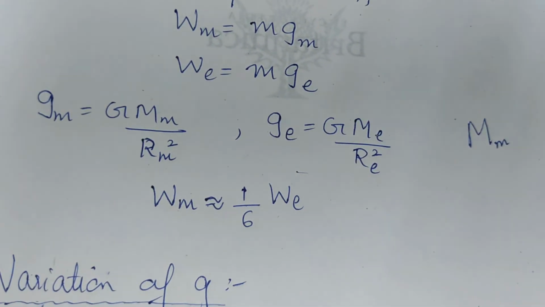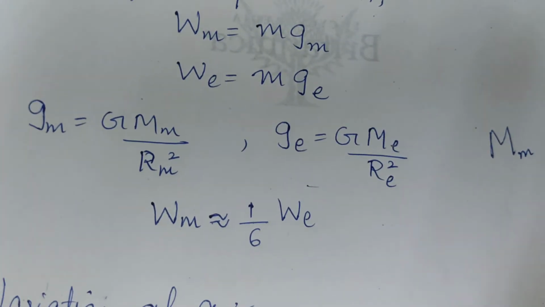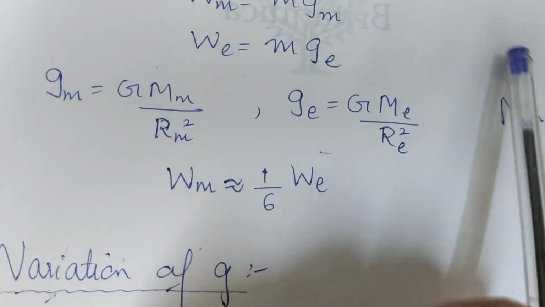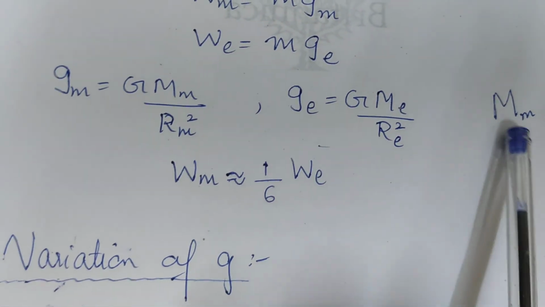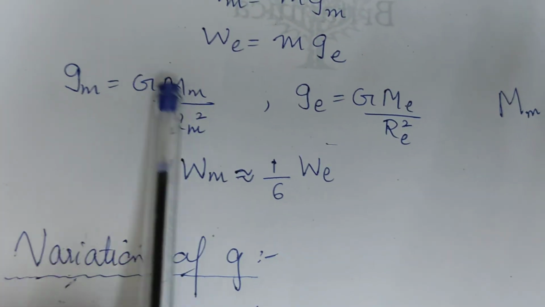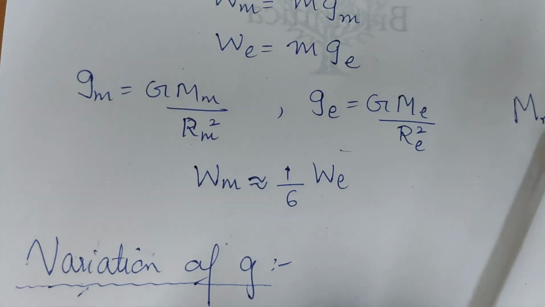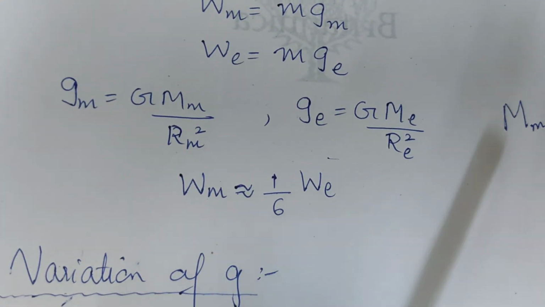So this Mm is written on this side, see here. So this is the way you should write. Mm stands for mass of moon here. Okay, mass of moon, this is a subscript, small m is a subscript here.